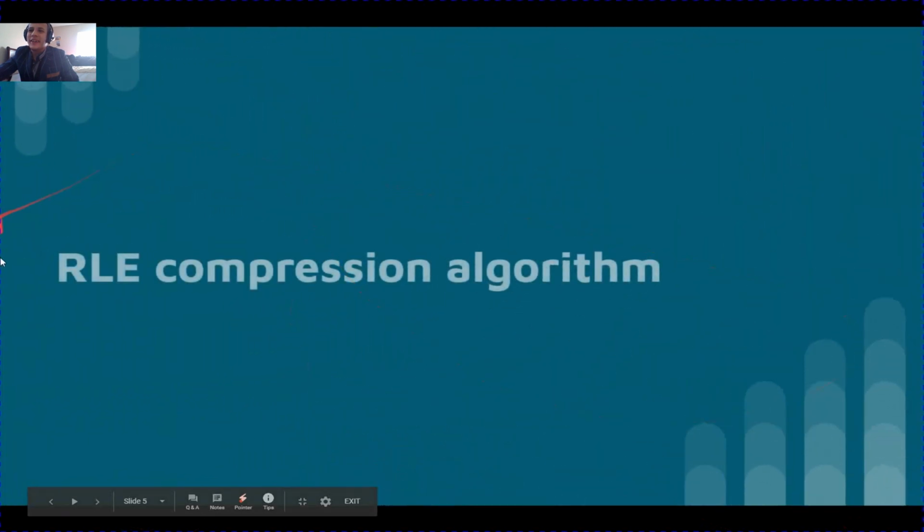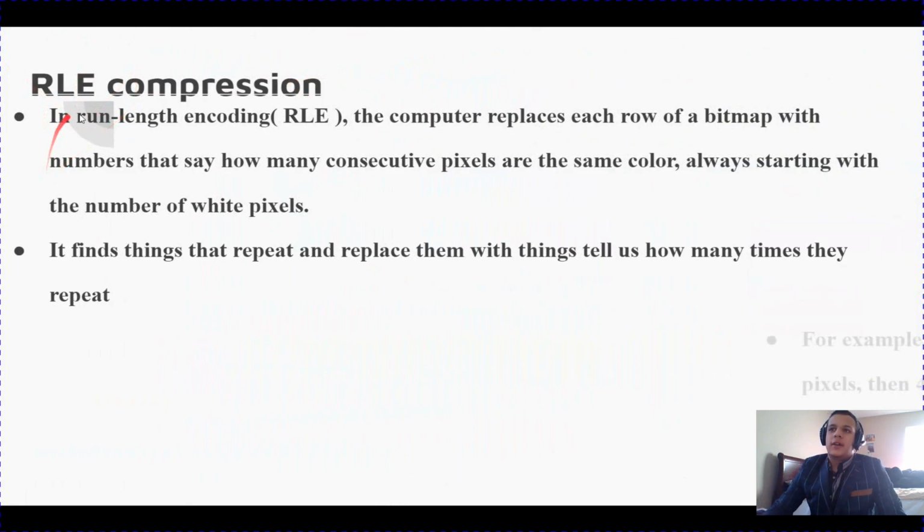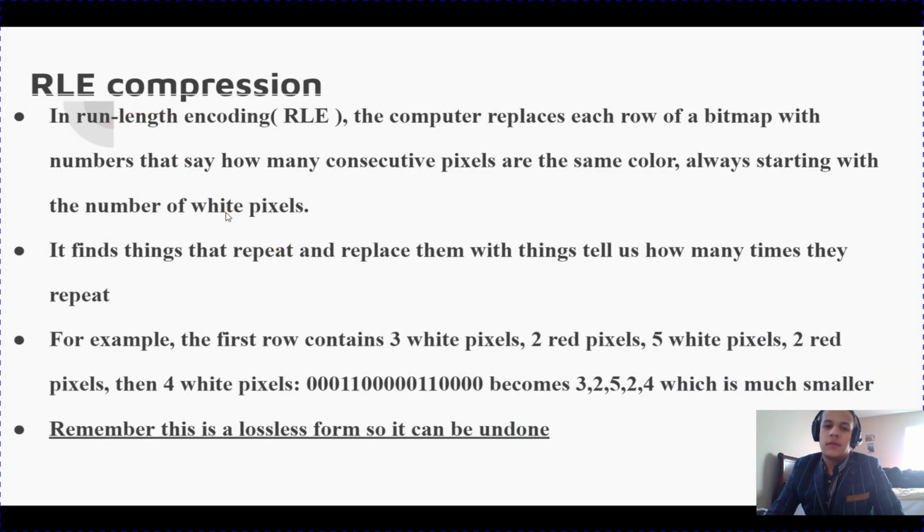So, the RLE compression algorithm. Now let's look at what it really does. In run length encoding, or RLE, the computer replaces each row of a bitmap with numbers that say how many consecutive pixels are the same color, always starting with the number of white pixels because it's easier to start with zeros. Most of these compression algorithms look for things that repeat, and then replace them with how many times they see them. If you think back to text compression from last episode, it's really similar.